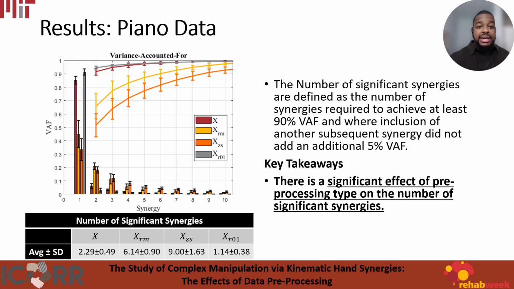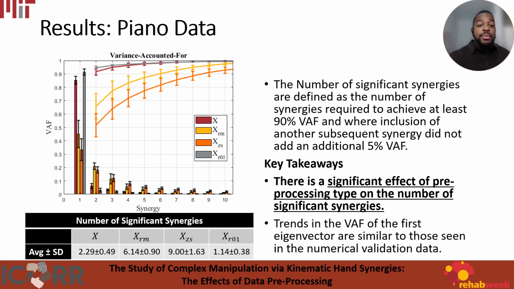A key takeaway is that there is a significant effect of preprocessing type on the number of significant synergies, which can greatly affect the number of synergies you incorporate in your prosthetic or rehabilitative device. Moreover, we see here that trends in the variance accounted for of the first eigenvector are similar to those seen in the numerical validation data, where we see a dominant first synergy in the raw data and the range 0-1 data, shown on the graph in red and gray.